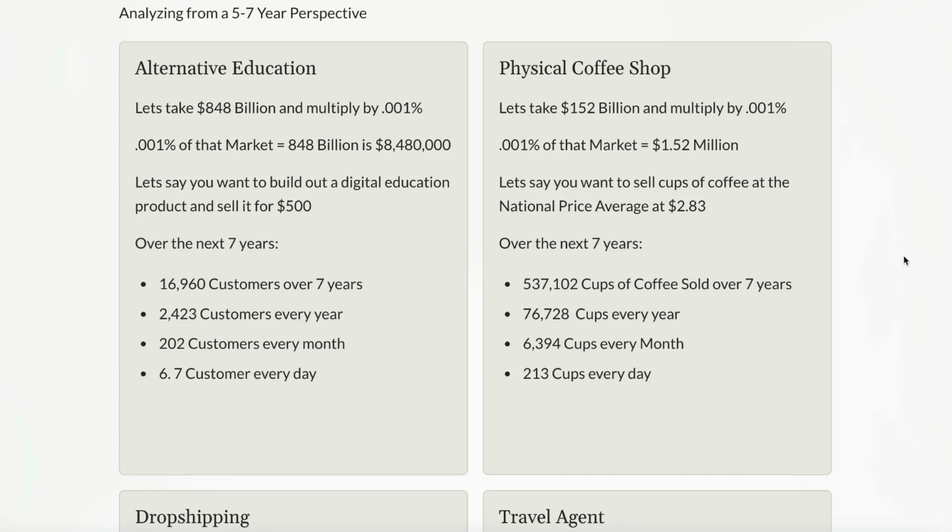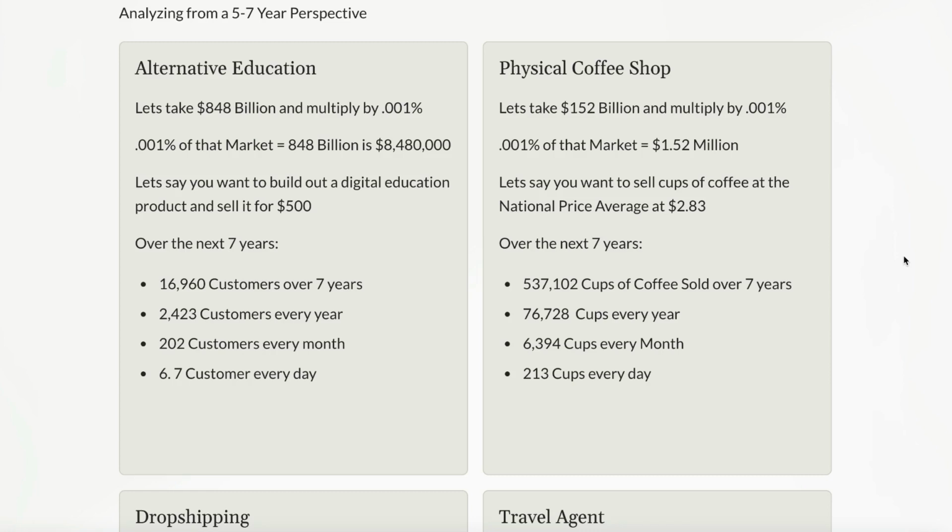But we're just going to go through this for an easy example and get you familiar with how to do this process. So you just get a gist of what you're looking at and how many customers it's going to take to acquire your goals. Okay, so let's go with the physical coffee shop next. Let's take 152 billion and multiply it by 0.001%. That's 1.52 million. And let's say you want to sell cups of coffee at the national price average of $2.83.